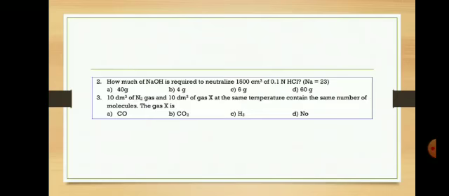Question 2. How much NaOH is required to neutralize 1500 cm³ of 0.1 normal HCl, given that sodium's molar mass is 23? Option A 40 gram, option B 4 gram, option C 6 gram, option D 60 gram. Answer is C.